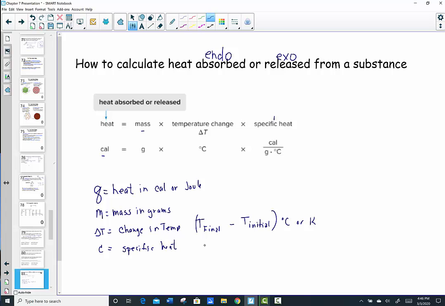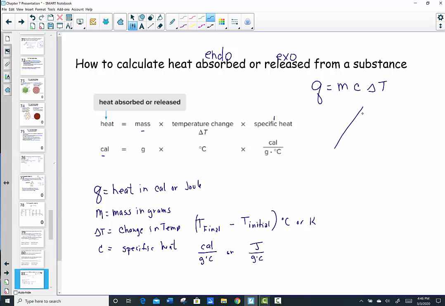If my heat is measured in a calorie, my unit for specific heat is calorie per gram degree Celsius. If it's measured in a joule, it's joule per gram degree Celsius. So we're just matching units. Q is equal to MC delta T. That is our formula for calculating heat.